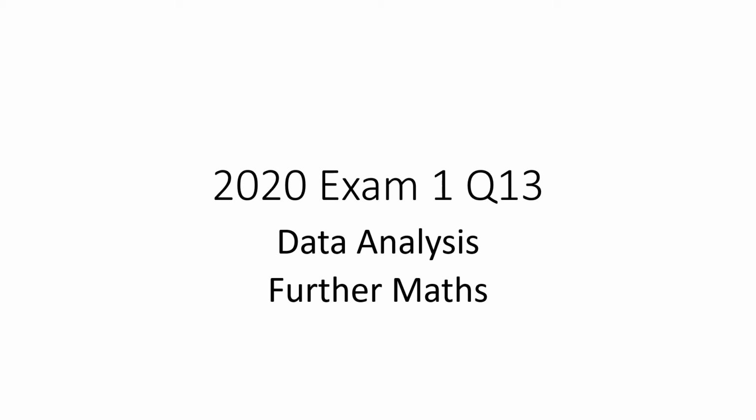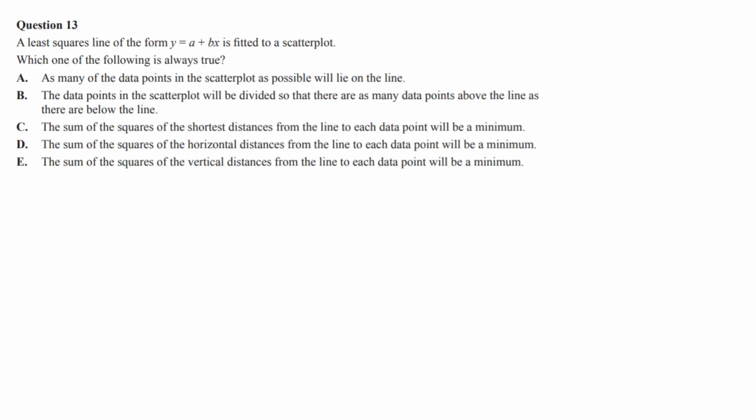2020 Exam 1, Question 13, Data Analysis. Now, this is just a wordy question to check your understanding of what a least squares line actually is, or how it's calculated, rather than just sticking it into a calculator. They love the form y equals a plus bx for their scatter plot, and which one of the following is always true is the key point here.